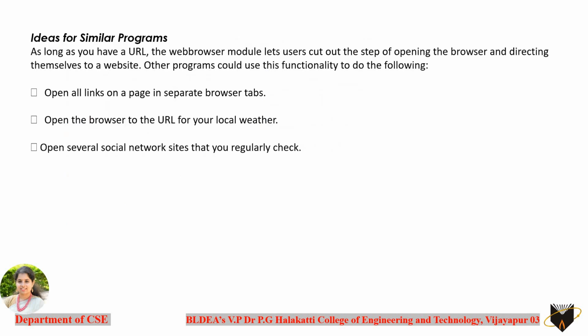Okay. So what else can you do with these kinds of concepts? What are the other similar programs that you can do? You can open all the links on a page in separate browser tabs. You can open the browser to the URL for your local weather, and you can even open several social network sites that you regularly check. However, you can try all these methodologies.